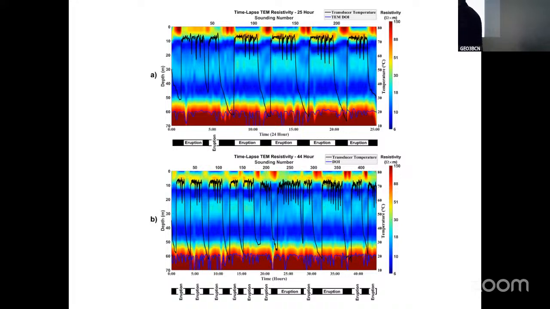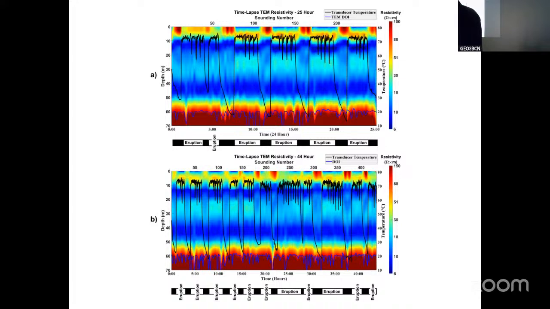Well, in fact, this top one we did for 24 hours. So we left it overnight. And this one we did for 44 hours because we thought this one turned out so well that we wanted to do it again. So on this, the colors represent the resistivity. You can see it's very resistive at the surface due to the silica sinter in the first 5 meters, and the rhyolite down at 60. But everything in between is the variable resistivity of whether this thing's geysering or not.